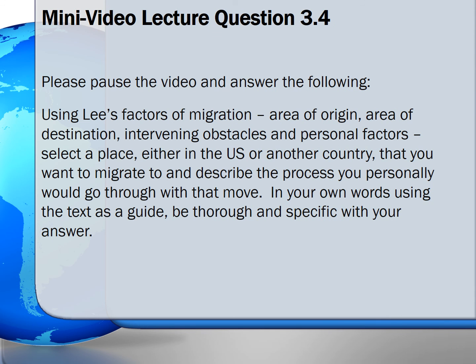Please pause the video and answer the following. Using these factors of migration, area of origin, area of destination, intervening obstacles, and personal factors, select a place, either in the U.S. or another country, that you want to migrate to, and describe the process you personally would go through with that move. In your own words, using the text as a guide, be thorough and specific with your answer.